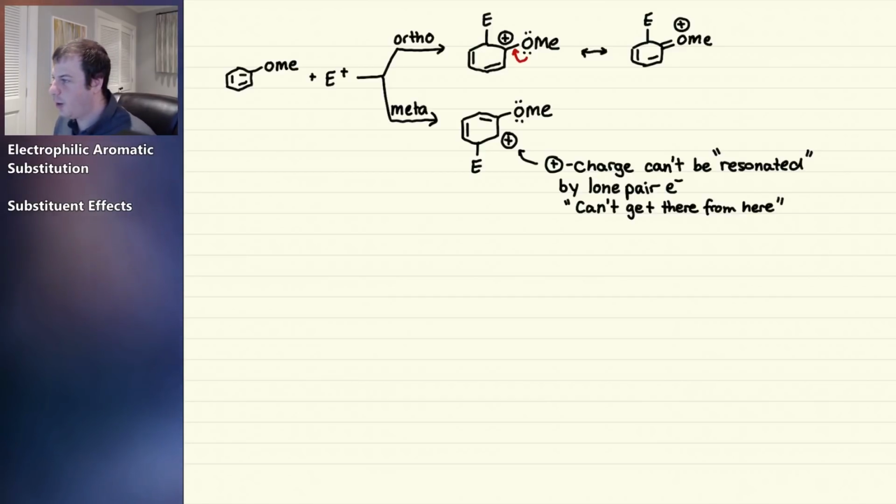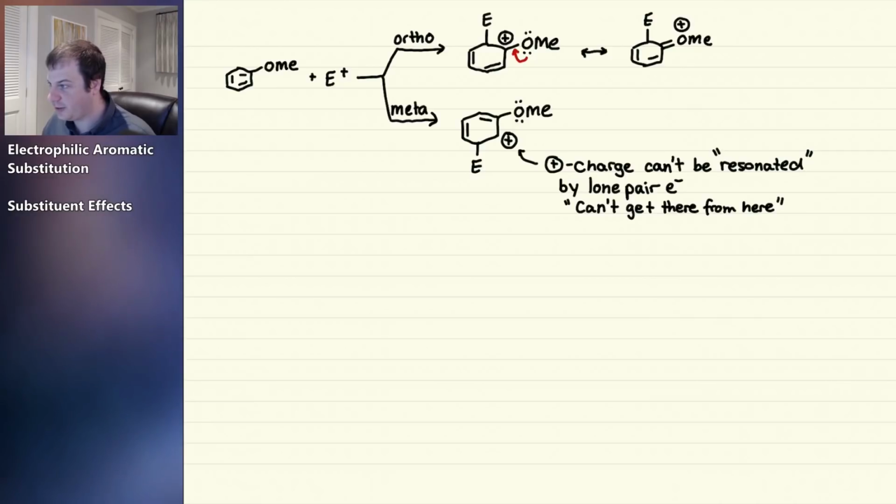For practice, why don't you try drawing the para carbocation that would form when you do this reaction and prove to yourself that the lone pairs can reach the carbocation that forms when the electrophile is added to the para position. Okay.